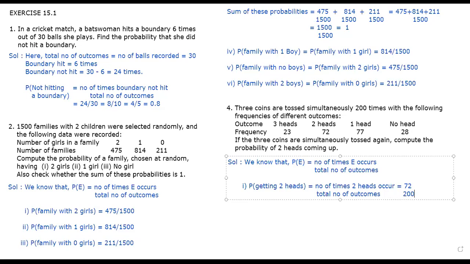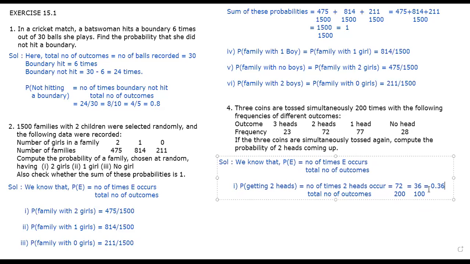72 upon 200 is equal to what? If I reduce 36 upon 100, you can write it as 0.36. Clear?